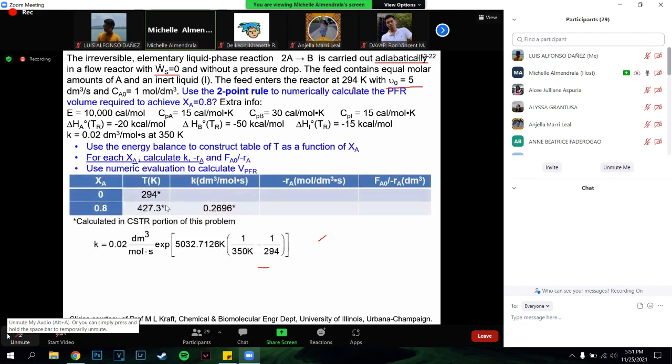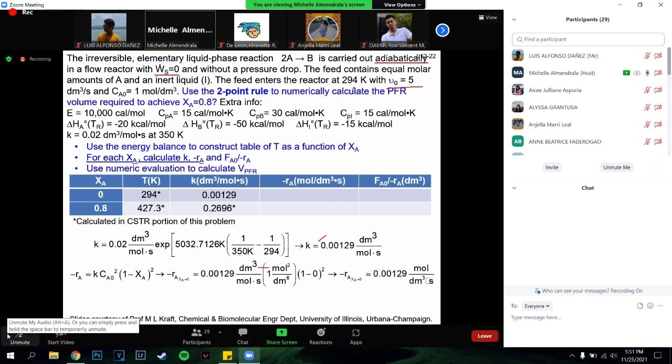So once you know the temperature, you can now evaluate the K. K at the initial temperature is known, and therefore your K at 80% is determined already. At the initial temperature of 298, based on the equation that is given. And also based on the value of K, you can calculate your rate for the two conversions.